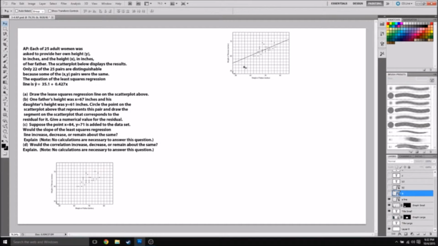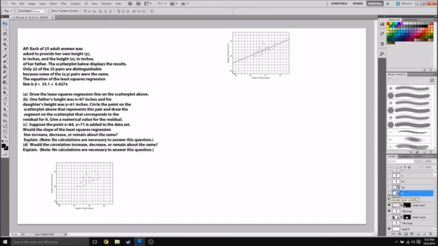So it has a value of 34.6239 plus 0.4315x when I plugged in the 24 values, or 35.1 plus 0.427x. It still gives you a very close line. I just got a different value when I plugged in all the values on my calculators separately. So moving on to the next part, part B.